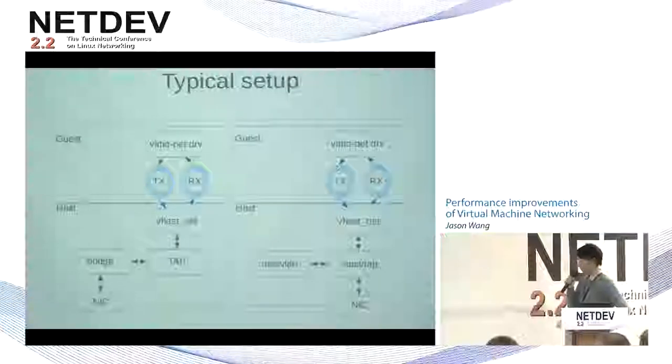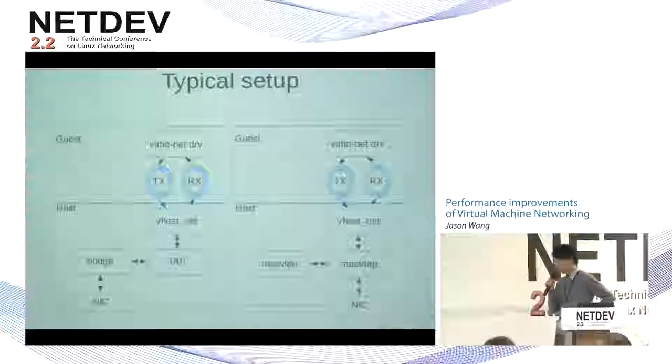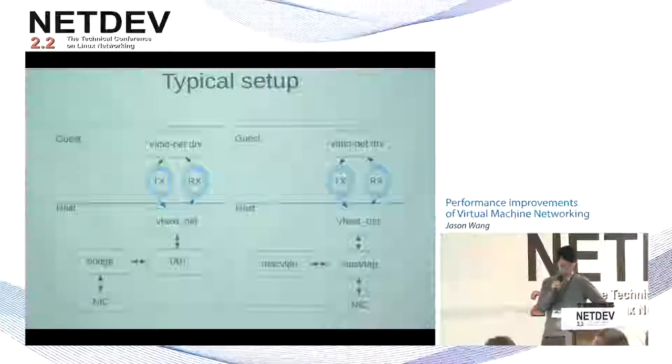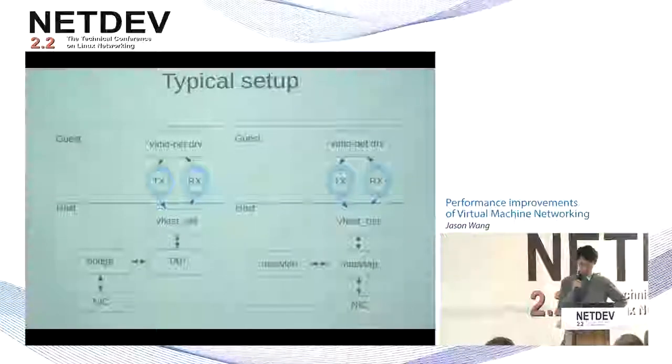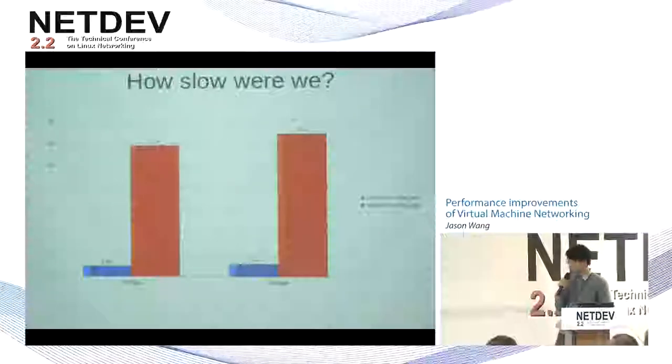The only difference is that MacVTap is tightly coupled with the underlying hardware NIC, so MacVTap can submit packets directly to the NIC's transmission routine, or it can decide to submit to the MacVLAN layer to do something like bridging or something like this.